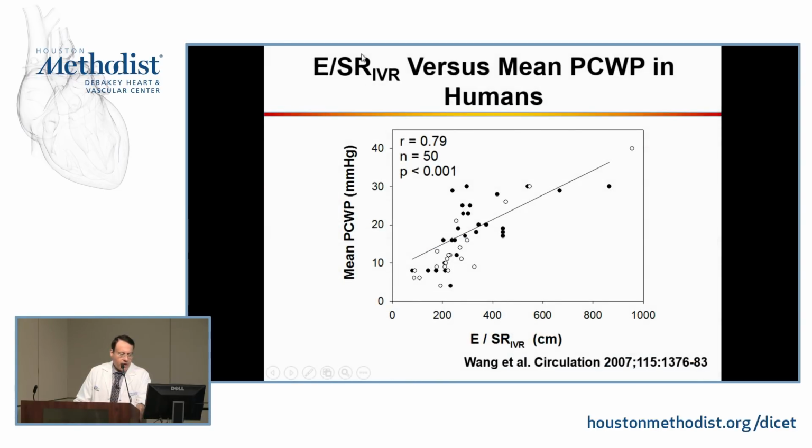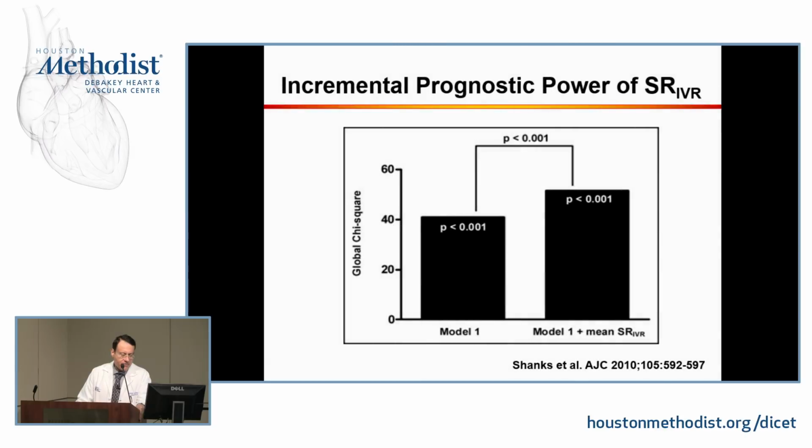Similar to the E to E prime ratio, you can do E to SR IVR ratio, significant relation. Open and closed circles are patients with normal and depressed EF. And more importantly, this is from a group in the Netherlands looking at the utility of that early diastolic strain rate signal during isovolumic relaxation period, not early diastole, in predicting outcomes in a group of patients presenting with their first STEMI. The chi-square model was 40 when they threw in the TIMI score, all other standard echo measurements.